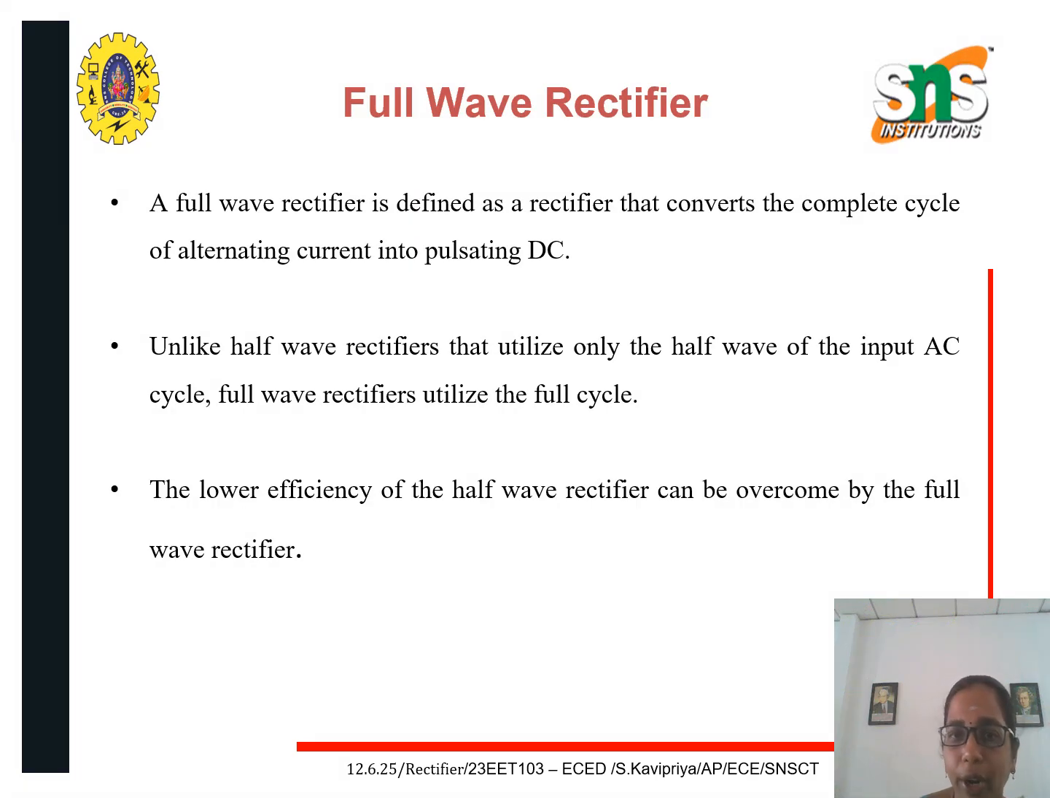The main important drawback of the half wave rectifier is that only the positive half of the signal is rectified, whereas in the case of a full wave rectifier, the entire complete AC waveform will be rectified into DC.